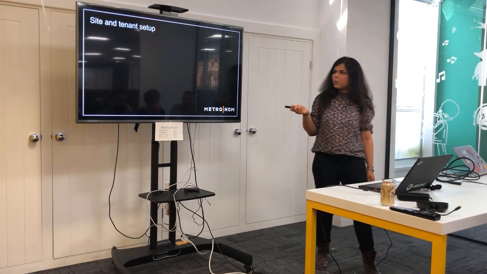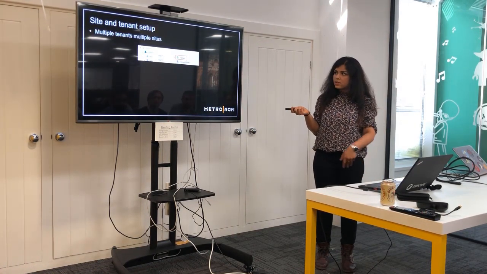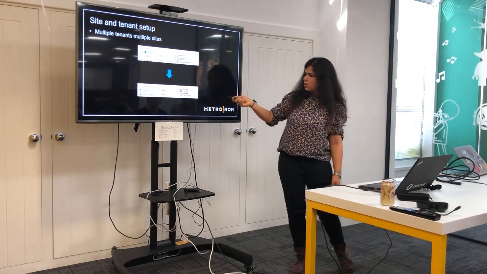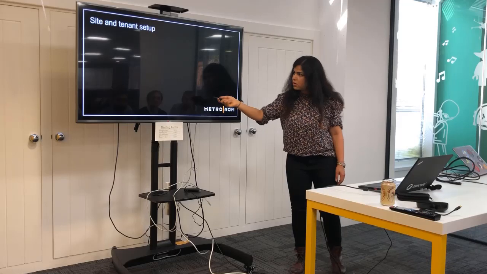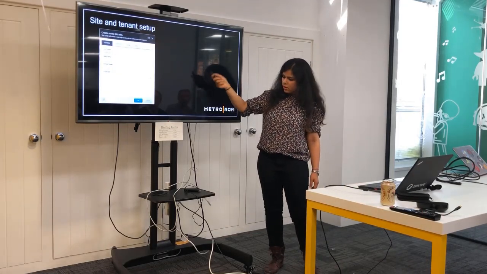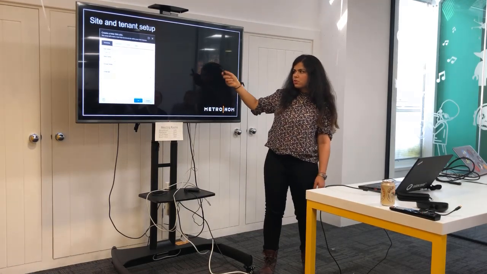So, talking about site and tenant setup, as I said, it offers multiple tenants and multiple sites. So this is how you create a tenant. Then within a tenant, you can create a site. This is what it opens once you click on new site. Then it has 4 tabs: general, modules, theme, and grid.